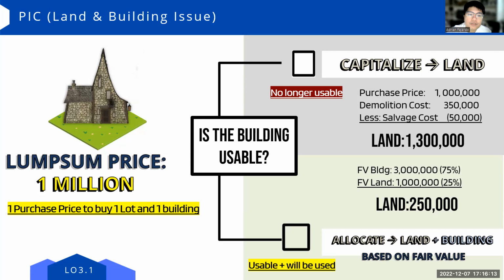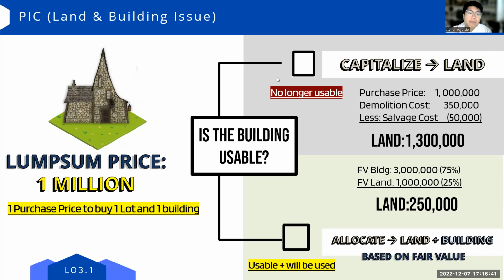So, yung total cost of your land would be 1 million plus your demolition cost of 350,000 kasi that demolition cost is part of the cost you incurred to make it into your intended use. So, plus 350 pero subtract yung 50,000 na kinita mo by selling the materials, right? So, that's the salvage cost. So, 1 million plus 350 minus 50, yung land is 1.3 million.